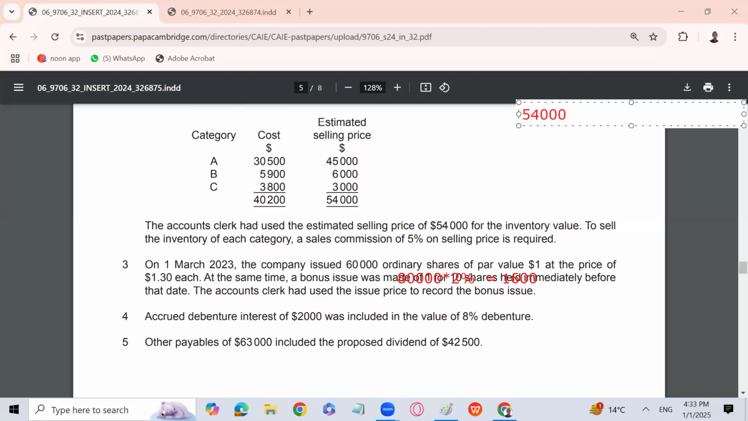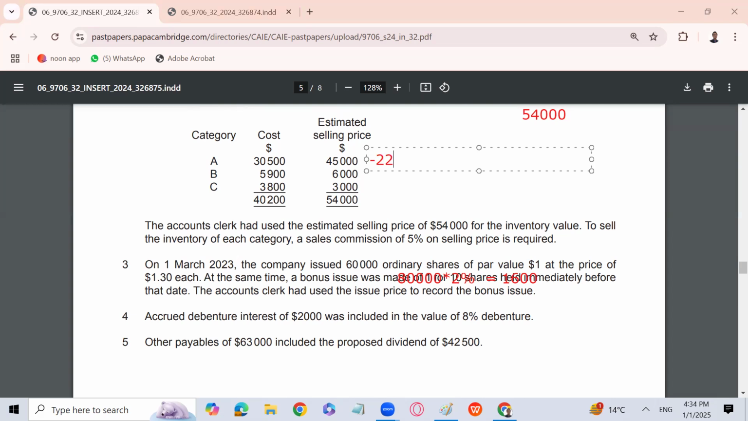Rather, the inventory should have been recorded at cost or NRV, whichever is less, because the selling price is 54,000, but to sell the inventory of each category a sales commission of 5% on selling price is required. So NRV is estimated selling price minus cost to sell. So minus cost to sell is going to be 45,000 minus 5% of 45,000. How much will it come? We will calculate that. 2,250. It will be subtracted. And now the NRV is 30,500.